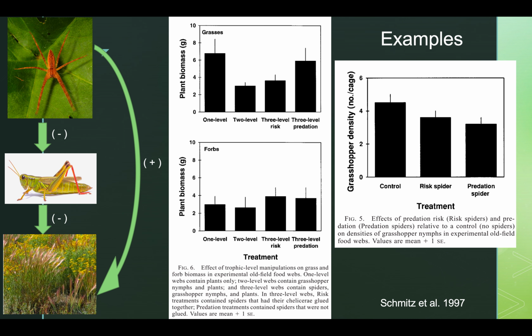This is just another example of predation risk. This is actually an experiment looking at grasshopper density with this control system and if there is presence of predation spiders and risk spiders.